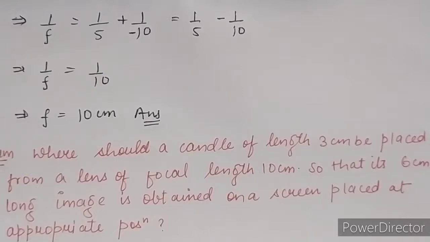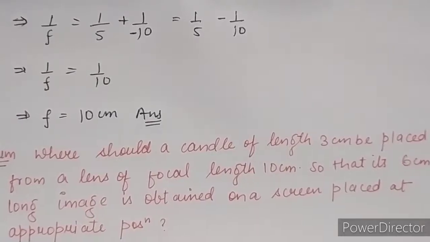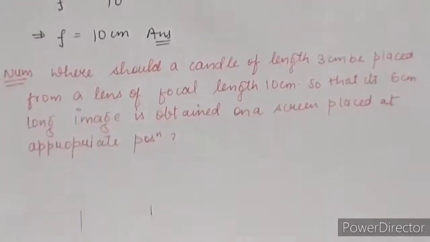Now the screen has been placed. So what we have to do, beta? We have to find the object distance, okay, the value of u. So for that we have to write first of all the given values.